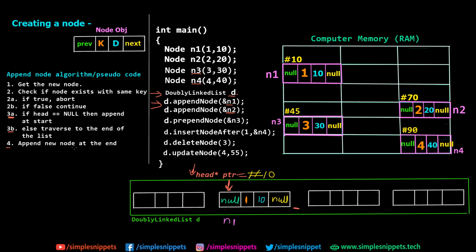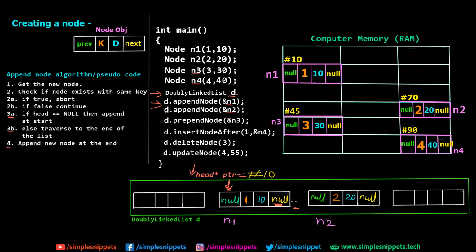So when you say append new node at the end, what is going to happen is we have to change this address, right? So we have to take n2, we are appending n2. So let me create n2. Let's say this is n2. The key value of n2 is 2 and the data is 20. The next pointer inside n2 is null and the previous pointer is also null.